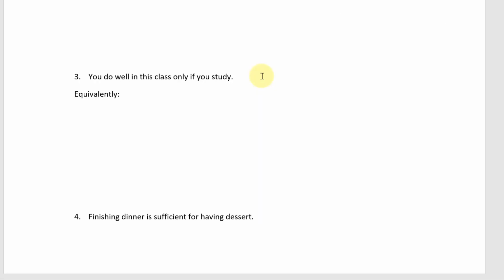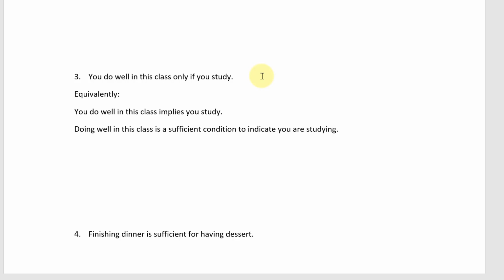So some equivalent statements: what we're doing is writing the conditional in some alternate forms that are not just strictly using if then. You could say something like this. Doing well in this class implies that you studied. The condition of doing well in the class implies that you studied. And another way you might say it is doing well in this class is a sufficient condition to indicate that you are studying.